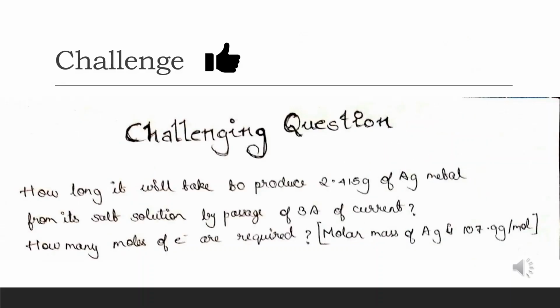At last, I finished my topic. Now I am going to give a challenging question. The question is, how long will it take to produce 2.415 gram of silver metal from its salt solution by passage of 3 ampere of current? How many moles of electrons are required? The molar mass of silver is 107.9 gram per mole. Friends, try to solve this.